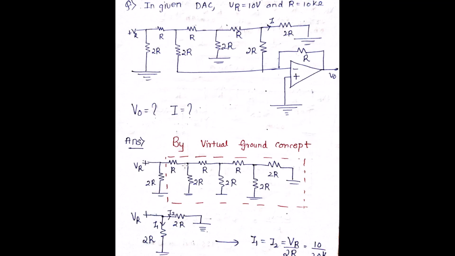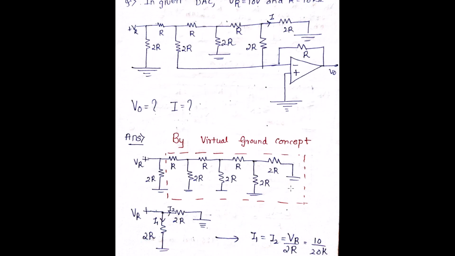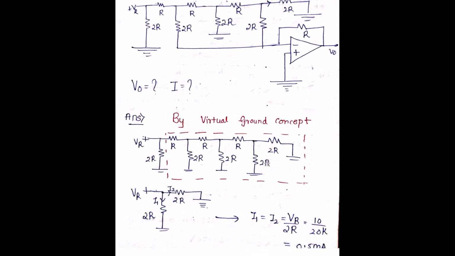We have 2R, we have R, we have 2R, we have R, we have a 2R circuit, we have an R circuit. Then again there is a 2R resistor over here which is connected to ground. Then there is a 2R over here which is connected to ground. Now we have to find out the current going through this particular resistor. Hence we can reduce this entire circuit to the value 2R.